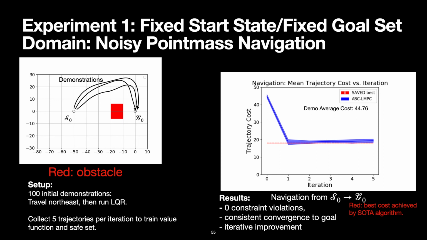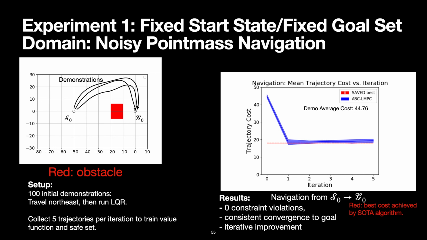At each iteration, we run ABC-LMPC and collect 5 trajectories with the current policy. We then use these trajectories to train a cost-to-go estimator for the value function and a state density model to approximate the safe set. The system is provided with an initial 100 demonstrations that are generated by guiding the system northeast until it passes the obstacle and then running unconstrained LQR. These demonstrations are suboptimal and have a mean cost of 44.76. In all experiments, we report results across 3 random seeds and present mean and standard error.